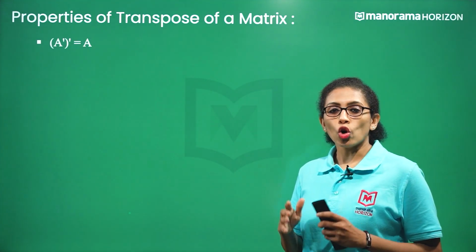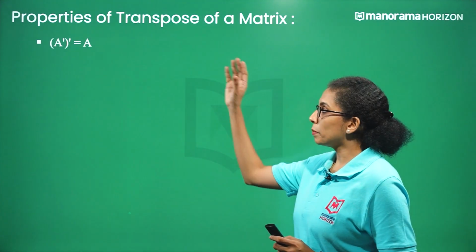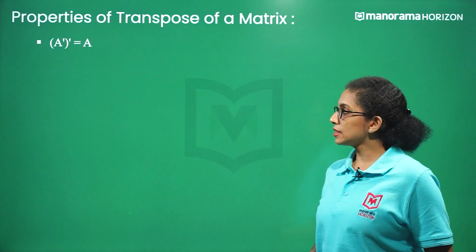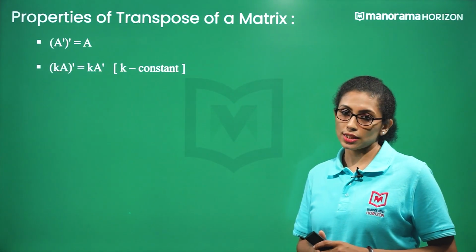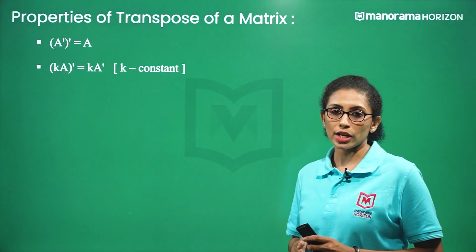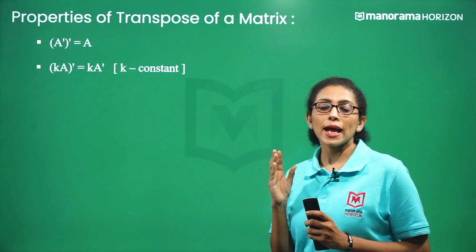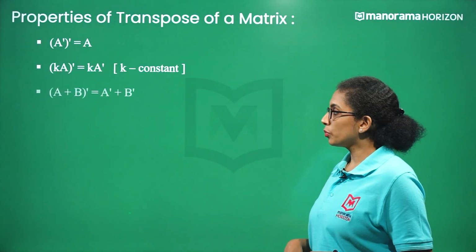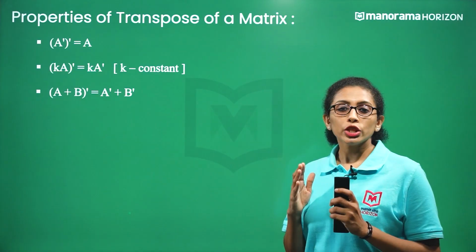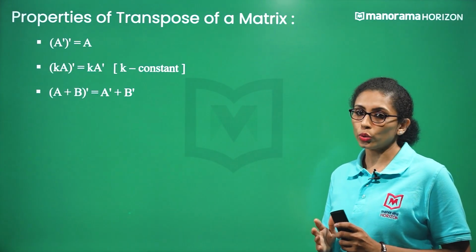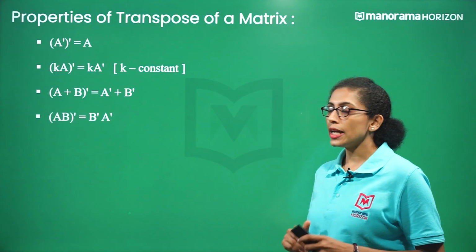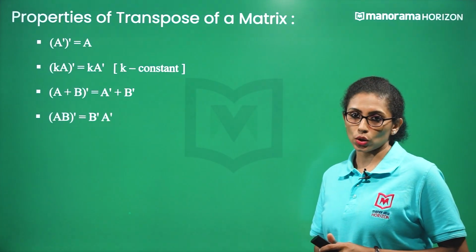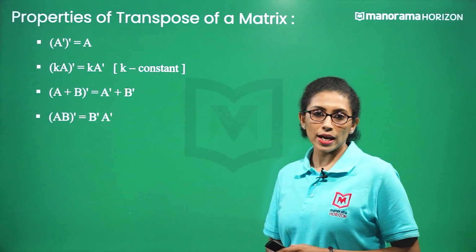A dash, the whole dash, is equal to the matrix A itself. Second property, K into A, the whole dash, is equal to K into A dash, where K is any constant. Third property, A plus B, the whole dash, is equal to A dash plus B dash. And the fourth property, A into B, the whole dash, is equal to B dash into A dash.